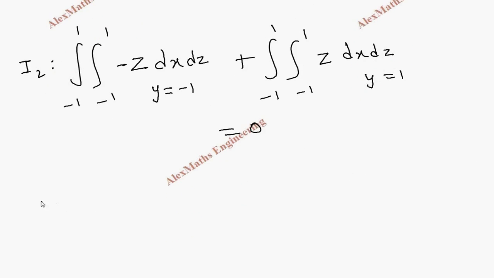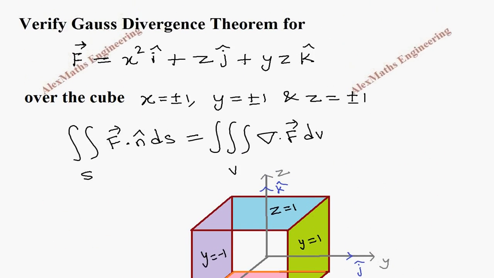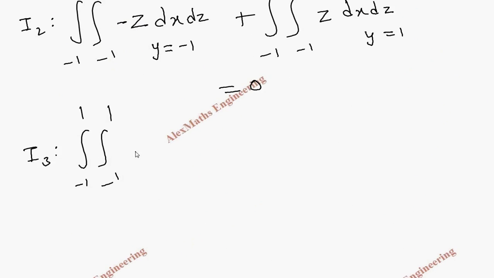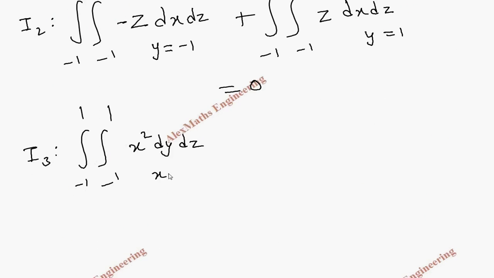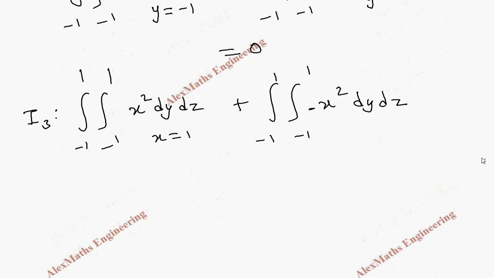Now coming to I3, the last two terms, minus 1 to 1, minus 1 to 1, and we have f dot i, which is x square. So x square into dy dz, x square into dy dz, and the equation is x equal to 1 here. Similarly, the next part is limit minus 1 to 1, minus 1 to 1, x square dy dz, there is a minus sign because it is minus i and the x value is minus 1.